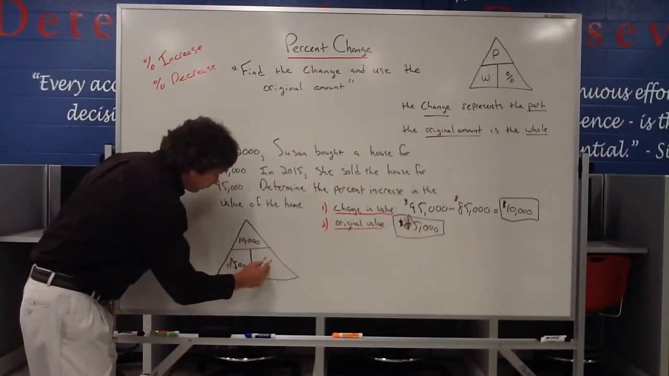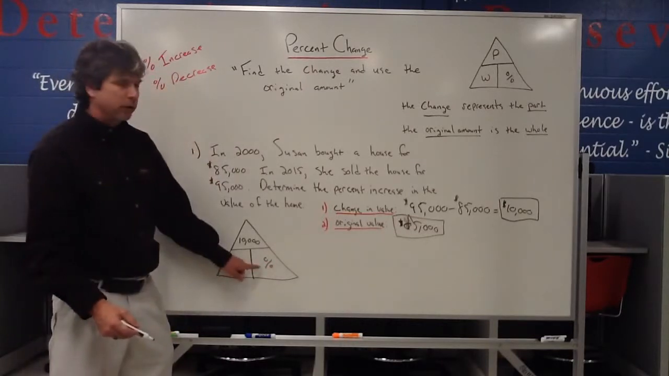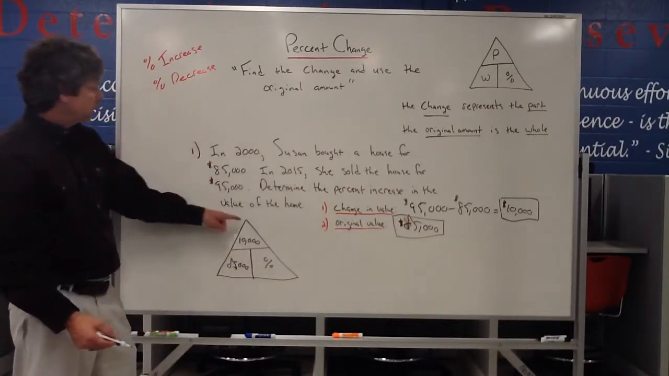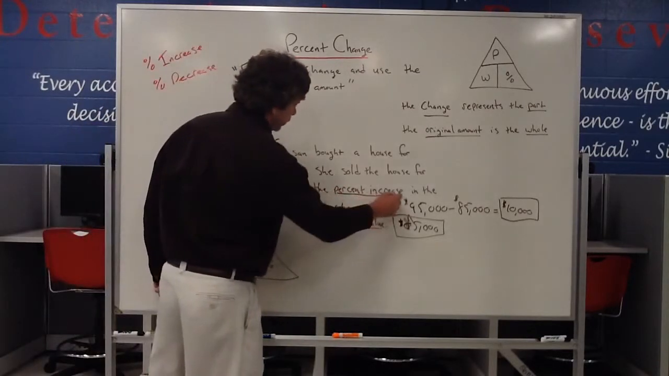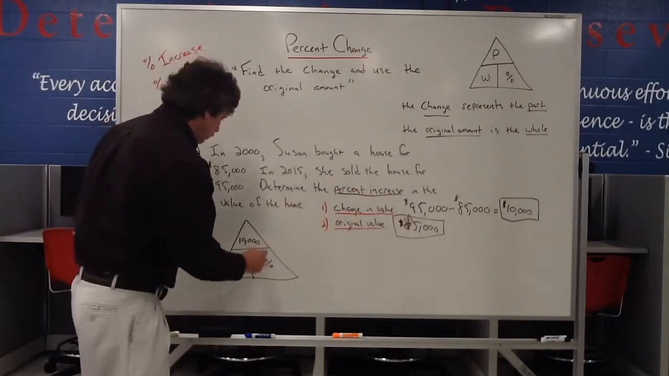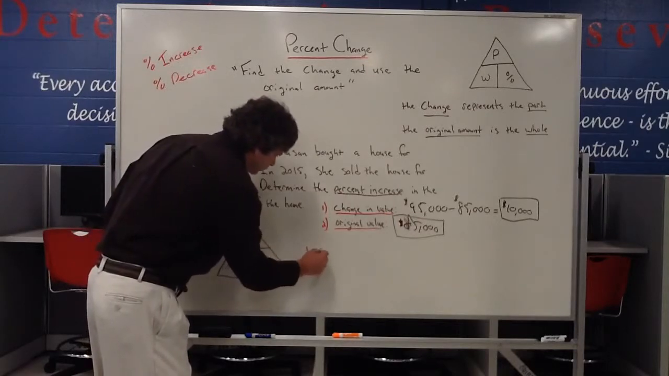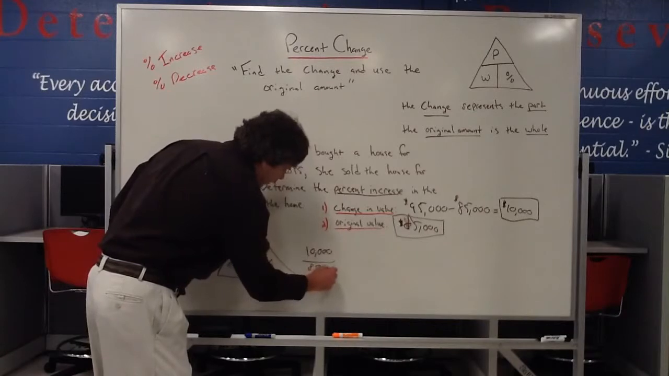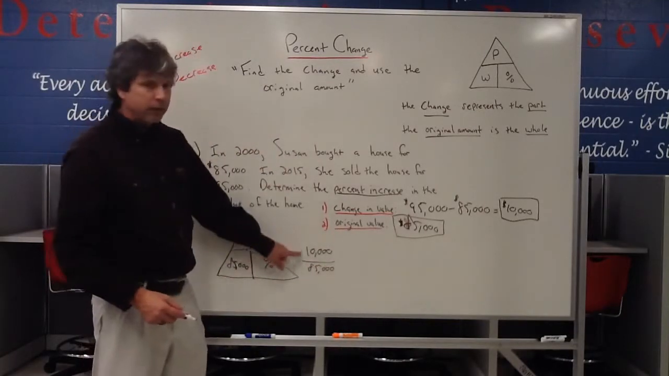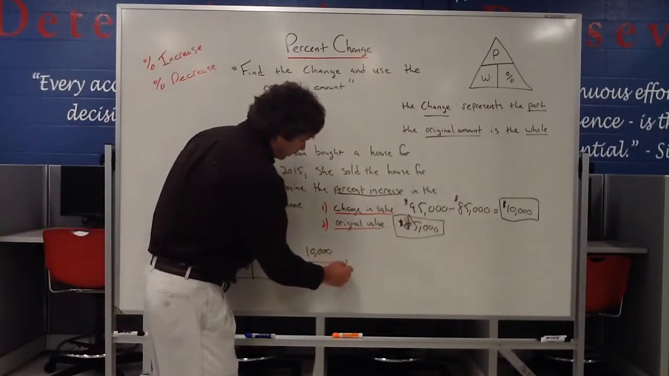And we're looking for the percent. That's the unknown. In this case, we're looking for the percent change, or in this case, the percent increase. So that's the big piece that we're looking for, that percent increase. So this tells me that I have 10,000 over 85,000. And instead of writing it as a fraction, they want us to express it as a percent.